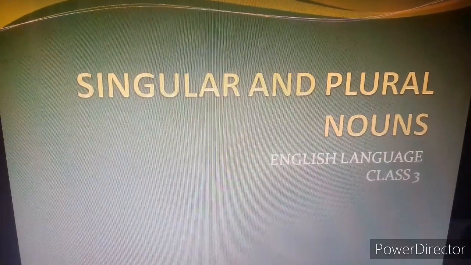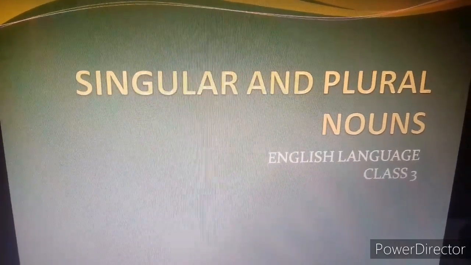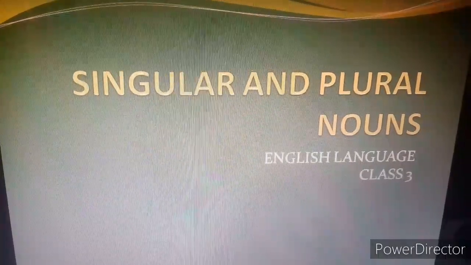In the last classes we have studied chapter number 1 and 2. In this class we will study chapter number 3. The name of the chapter is singular nouns and plural nouns. So children, today we are going to start chapter number 3, singular and plural nouns.